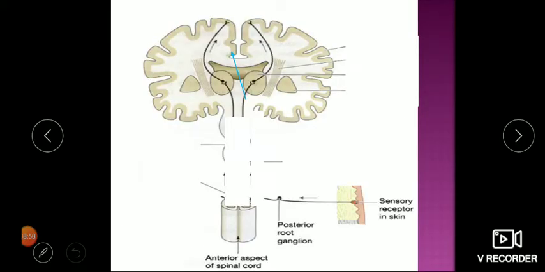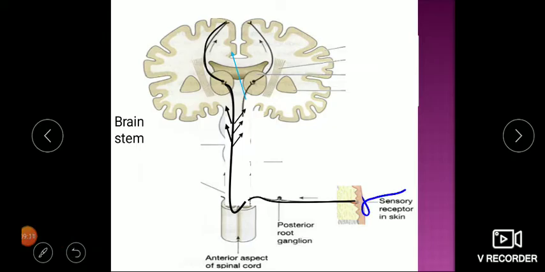Now see what is the mechanism. Again coming back to our spinothalamic tract, sensory nerve, this is our tract. Now if you recall, the spinoreticular tract, while going up, gives stimulation here. So whenever there is stimulation of pain from the skin, while going up, what will it do? It will excite this area.